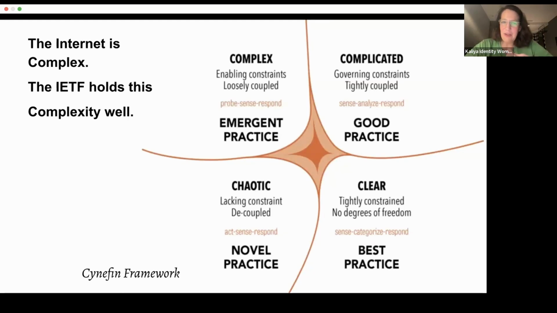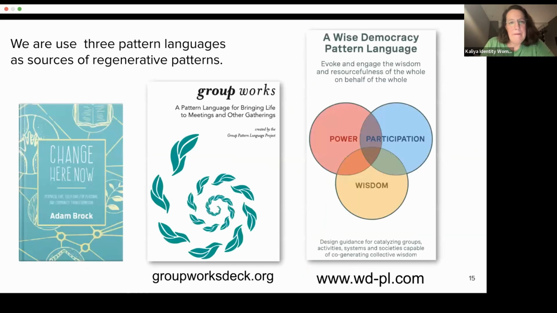Because the internet is complex and you cannot know what it will do when you change it, you can only probe, sense, and respond. The whole IETF process is designed to support that kind of practice, where people put out an internet draft, they see how it works when it's instantiated code, and then they iterate on that until they think it's done, and move it through the process to become a final RFC.